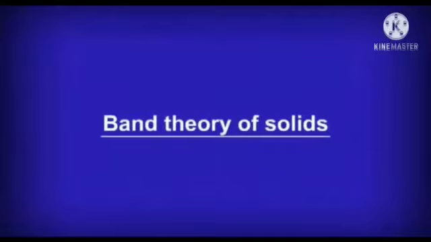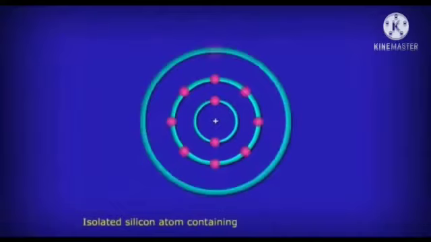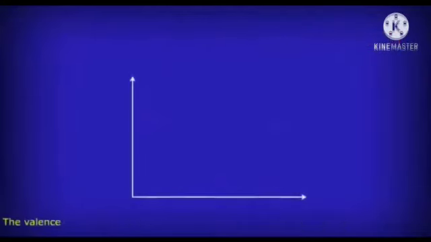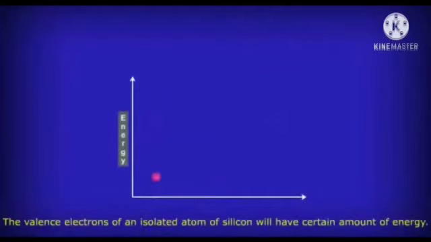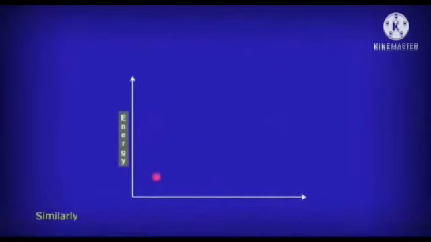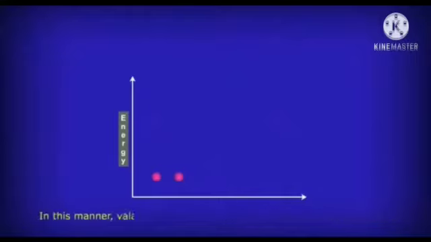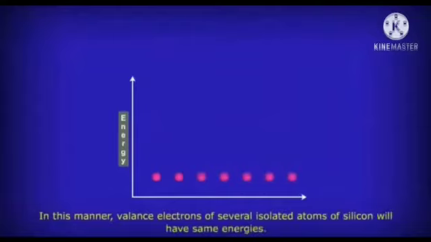So let's firstly start with the band theory. Isolated silicon atoms contain 4 valence electrons. The valence electrons of an isolated atom of silicon will have a certain amount of energy. Similarly, valence electrons of another isolated atom will also have the same amount of energy. In this manner, valence electrons of several isolated atoms of silicon will have the same energies.